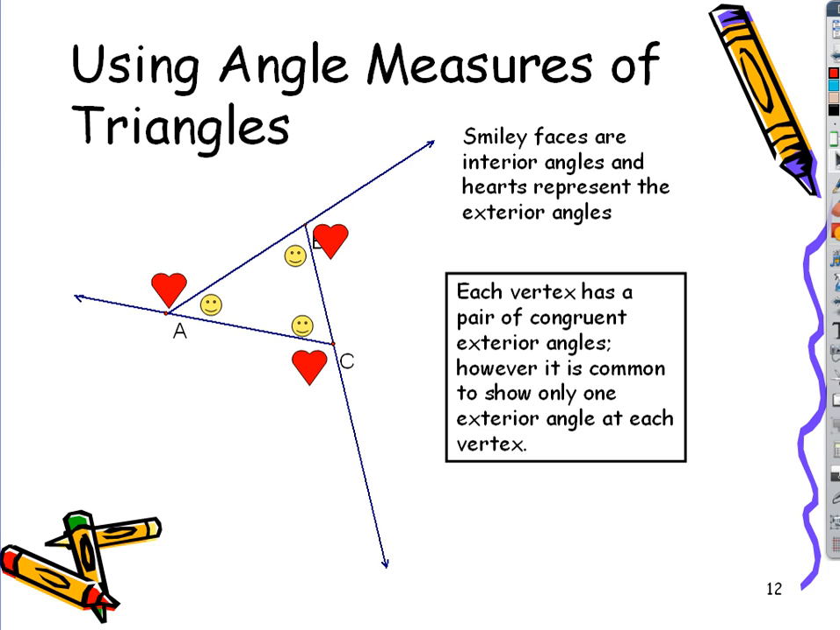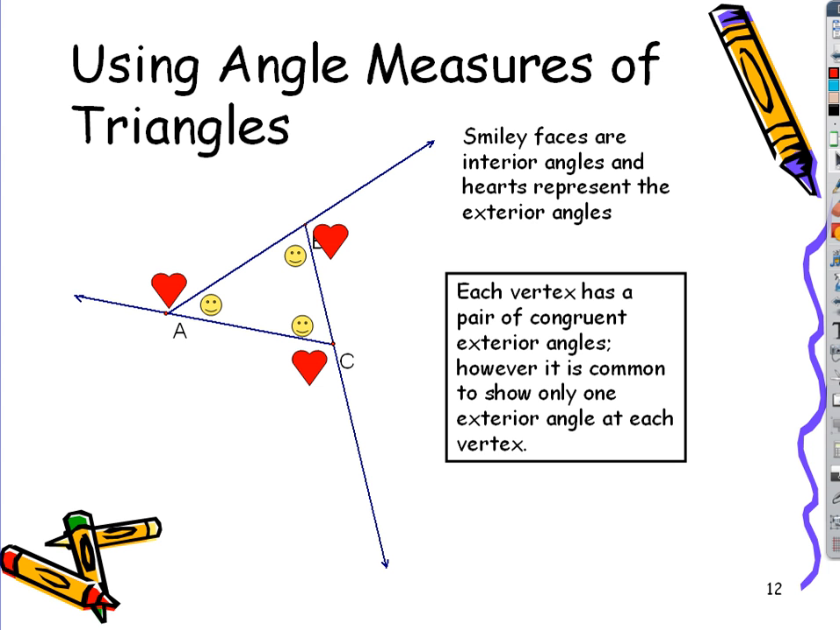I didn't make this, I promise. A little goofy notation here, but we'll go with it. Using angle measures of triangles. What this is getting at is that not only can we talk about the three angles on the inside of a triangle, we can also look at the angles on the outside, that are formed when we extend.